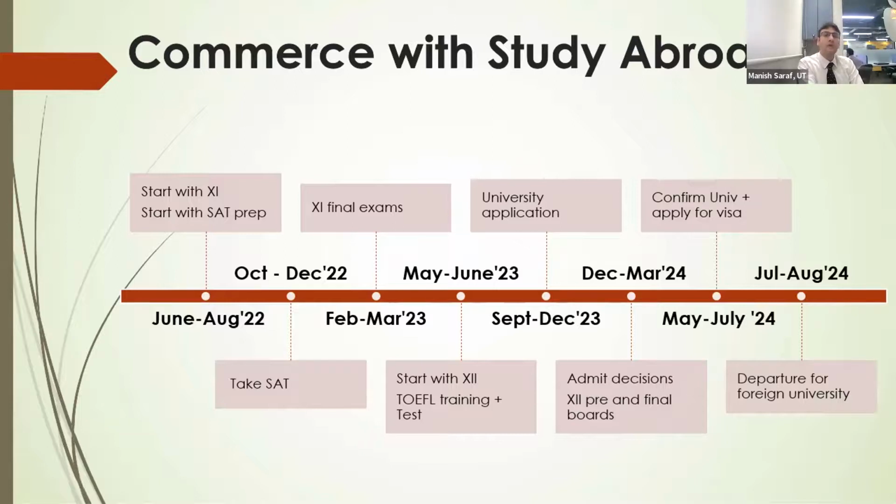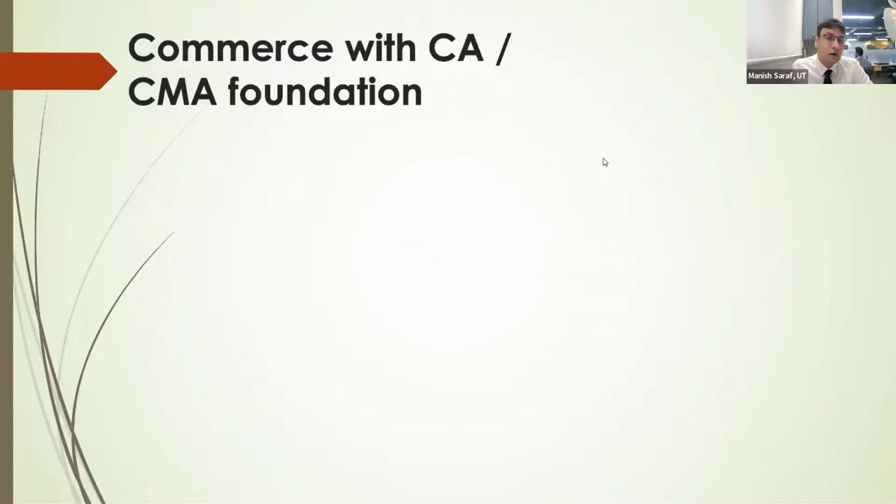So this is how it will happen for a commerce student who is keen on doing undergrads from abroad. And we can, of course, discuss on one-on-one basis more about this. Let's say you want to do commerce and you want to stick with the commerce field and you want to do chartered accountancy or you want to do cost accountancy, cost management accountancy. So वो करने का तरीका क्या है?